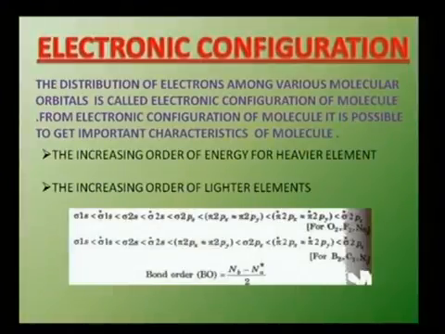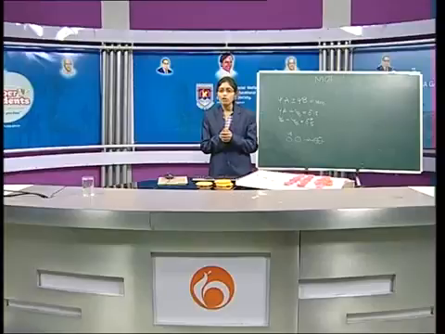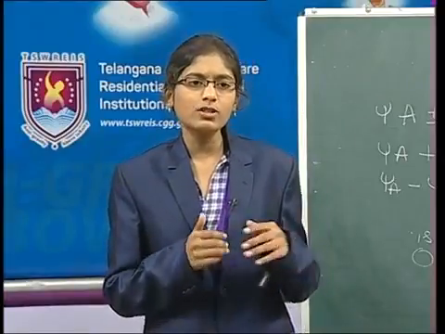In previous classes, we learned the electronic configuration of atoms. Based on the characteristics of elements, it is of two types: the increasing order of energy level for heavier elements and the increasing order of energy level for lighter elements.